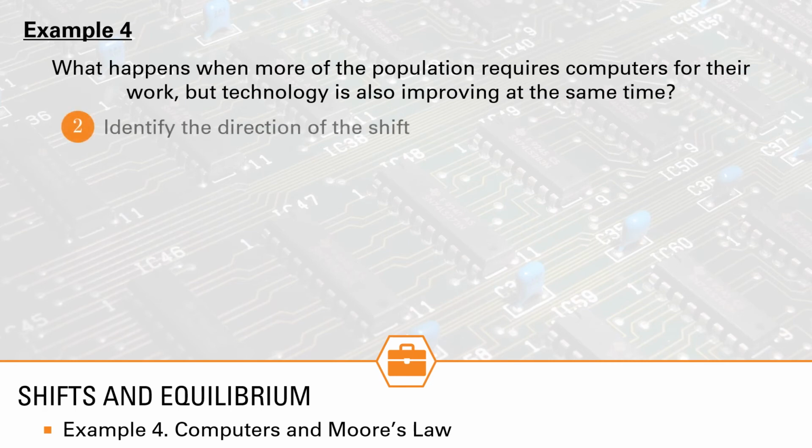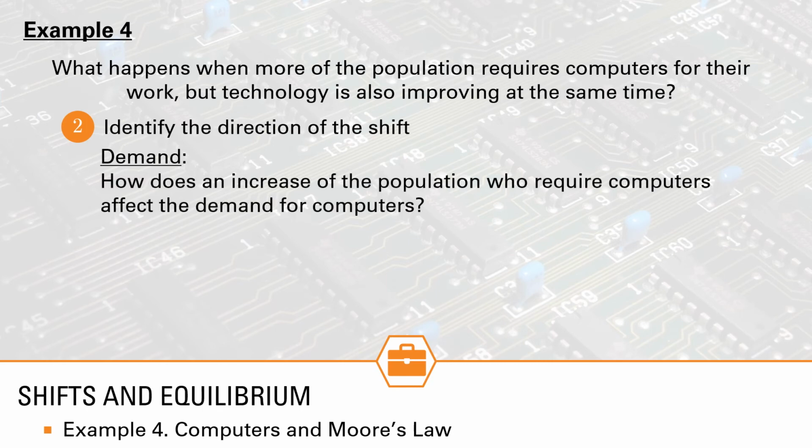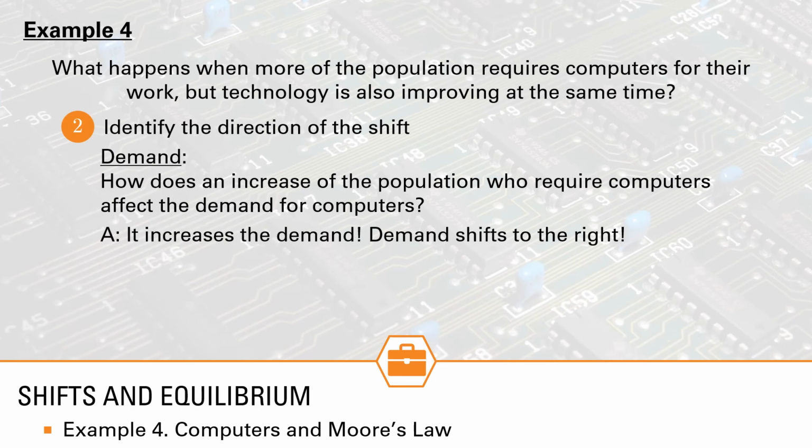So, second question, let's identify the direction of the shift. Demand. How does an increase of the population that require computers affect the demand for computers? Recall from your demand module, right? More people want to buy, what happens? Demand increases. Demand shifts to the right.